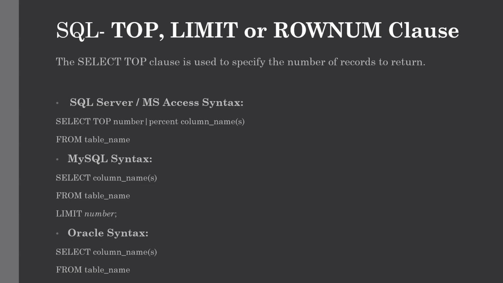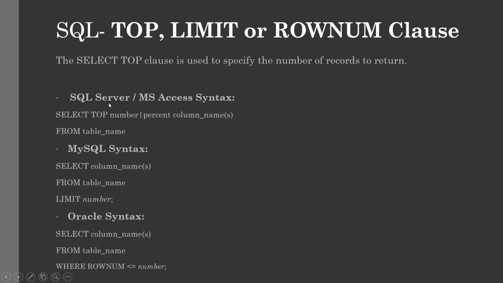But you have to remember one thing. Not all databases support the top clause. For example, MySQL supports the limit clause to fetch a limited number of rows, while Oracle uses the ROWNUM command. In SQL Server, we use the top clause in conjunction with the select clause. In MySQL, we use the limit clause after the from condition, and in Oracle we use the ROWNUM function in the where clause. Let me show you how to use a ROWNUM clause in SQL.